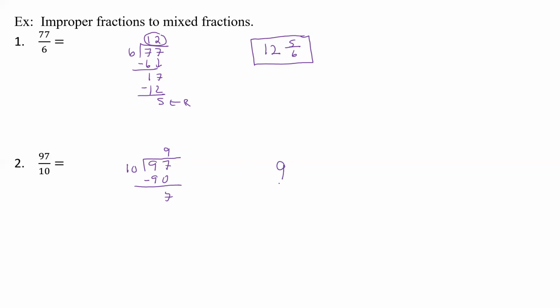That's our whole number part. Our remainder is down here. That's a 7. And then our denominator is that 10. And so 9 and 7/10 is our value.